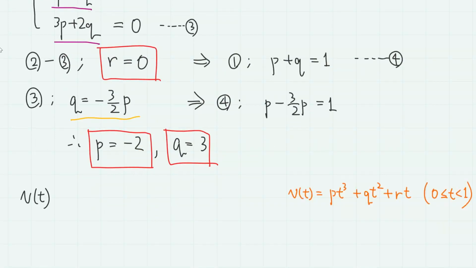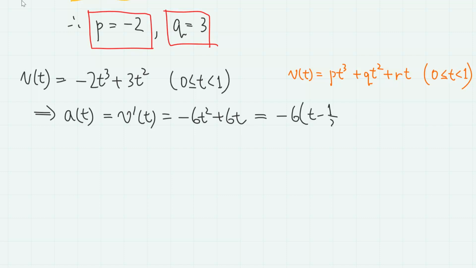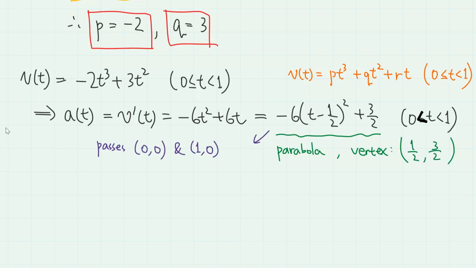So the velocity v(t) between 0 and 1 is given as minus 2t cubed plus 3t squared. So the acceleration in this interval is given as the derivative of v(t), which is minus 6t squared plus 6t. And you can easily convert this into the vertex form, which is minus 6 times (t minus 1/2) squared plus 3/2. So it is a parabola with vertex (1/2, 3/2). Note that it also passes (0, 0) and (1, 0).